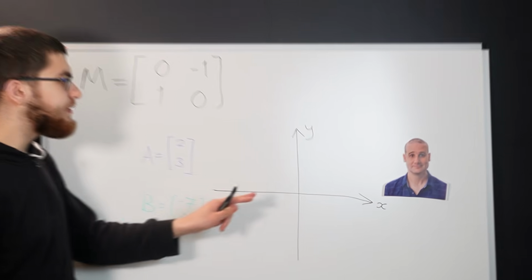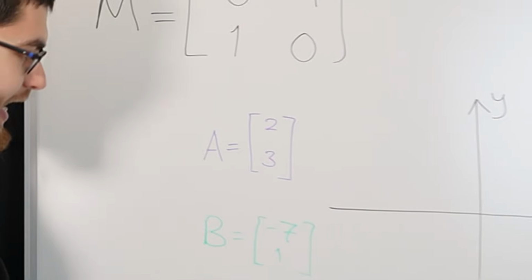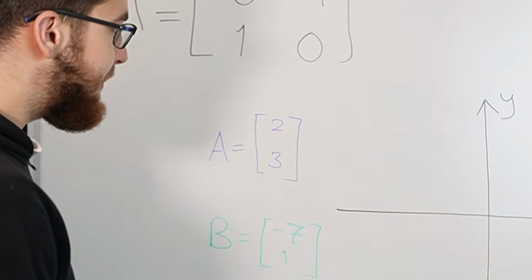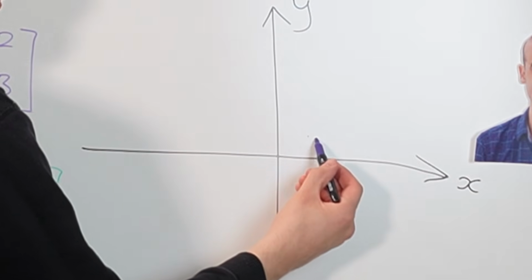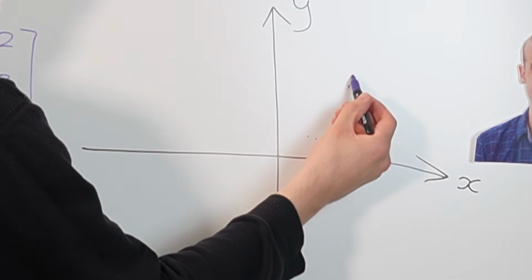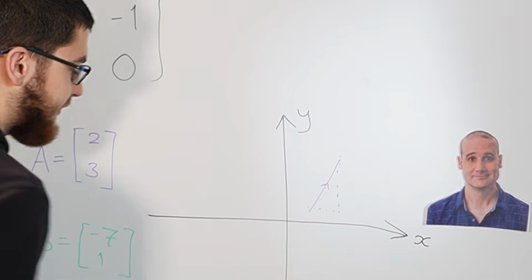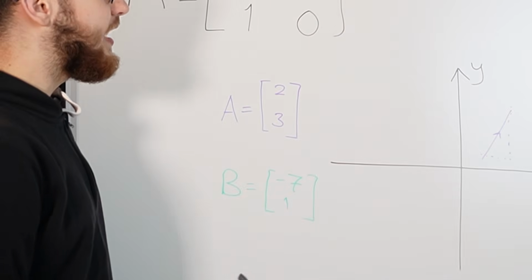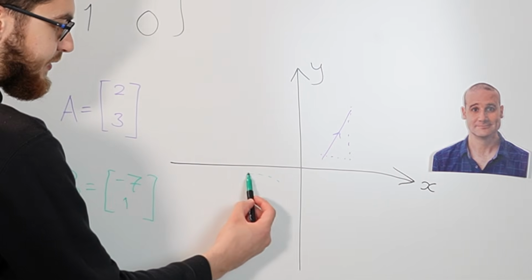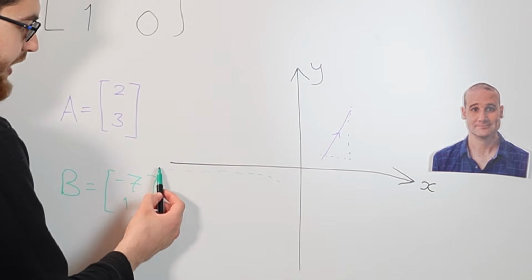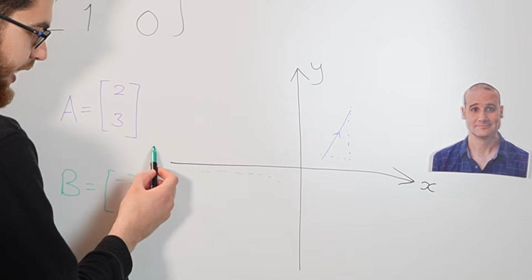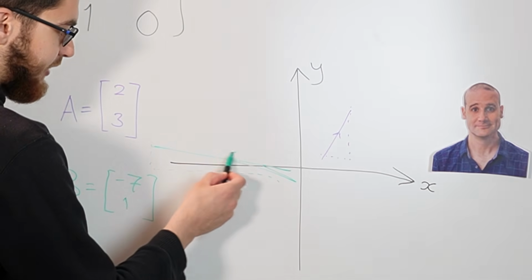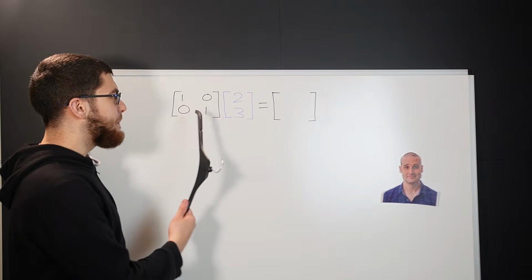Well, if you've got an x and a y axis and vector A equals (2, 3), then that means to get vector A, you go 2 across and 3 up. So vector A looks like that, and if vector B is (-7, 1), then you go -7, which is all the way that way, and then +1, which goes like that. So vector B is like this. But what exactly is a matrix?